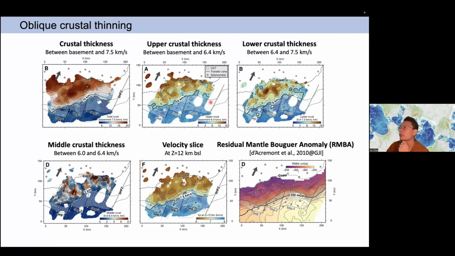This obliquity can also be found in other crustal layers. For example, in the upper crust we can see a similar pattern, and in the middle crust and lower crust we can also see the obliquity. In the velocity slice, for example this slice at 12 kilometers below the seafloor, we can see this oblique contour of 7.5 kilometer per second parallel to the coast. And also in the gravity data, the residual mantle Bouguer anomaly. So all this data shows the oblique crustal thinning in this continental margin.